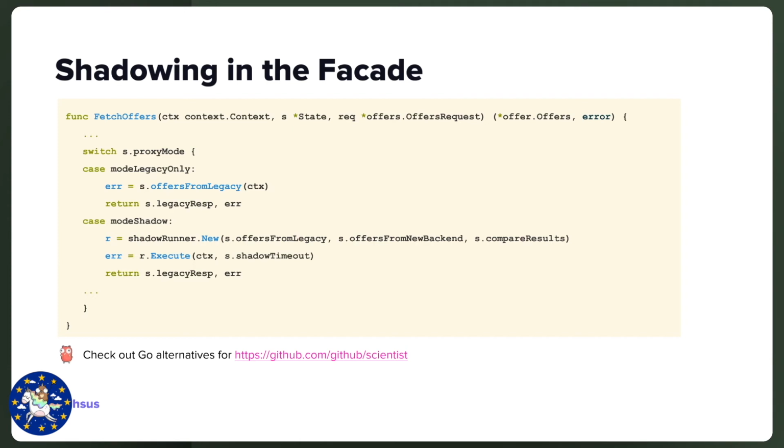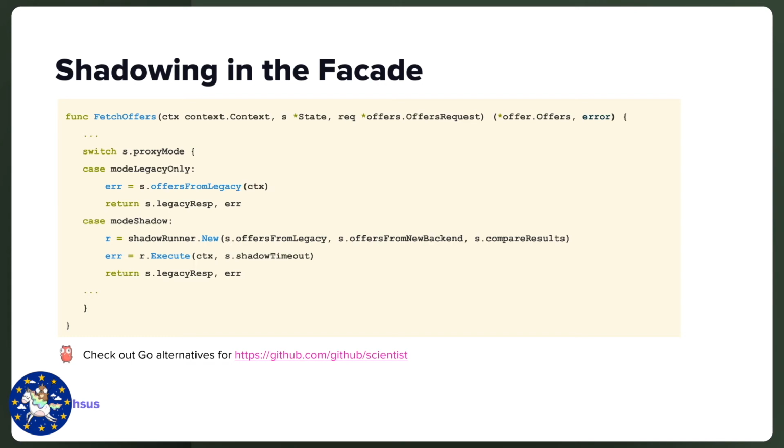And if it is mode shadow, then we will call the shadow package. We will set the primary backend to be the legacy one and the shadow one to the new one. And we'll call the compare results method, which is defined on the state here. And as you'll notice here, we are only returning the response from the legacy backend.